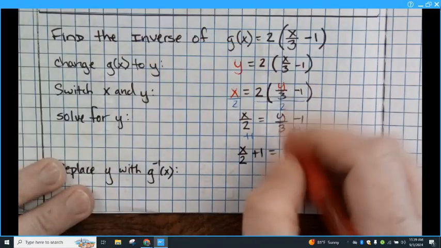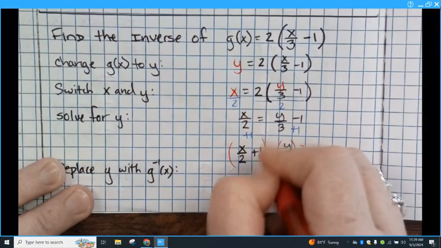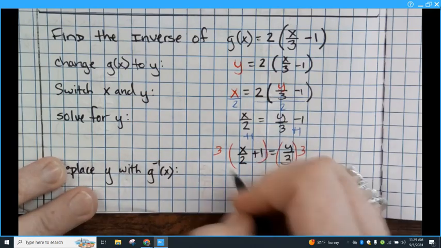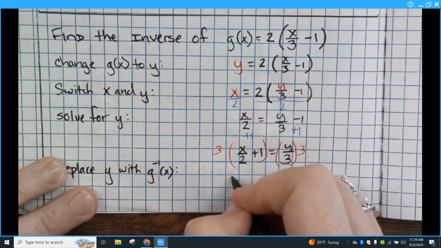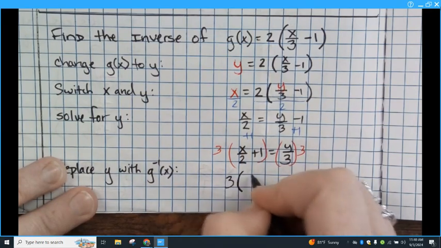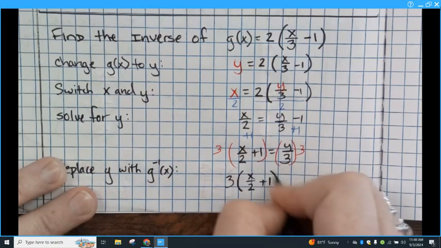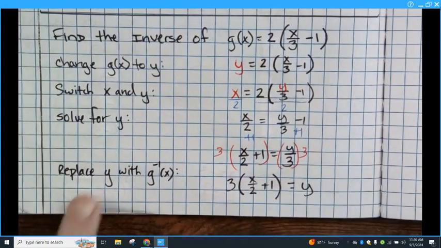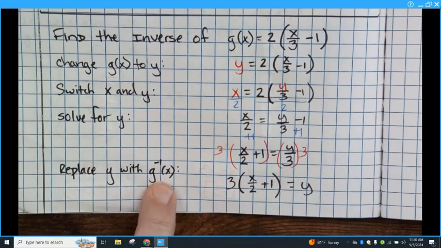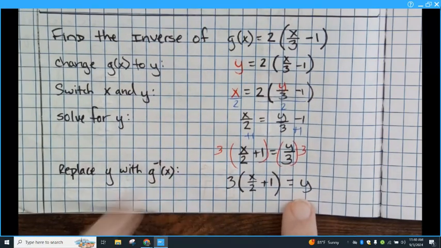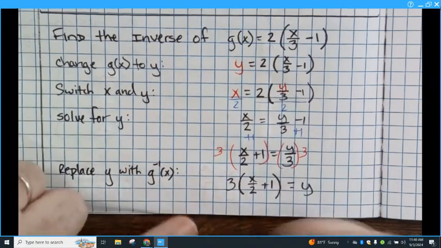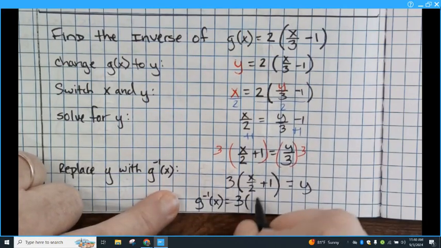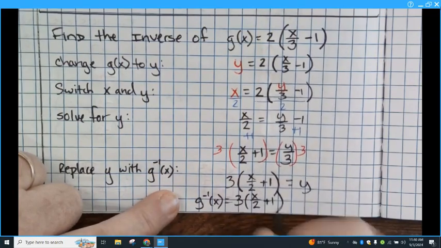And now we're going to multiply both sides by 3. And here you can actually distribute the 3, or you can leave it out front. I'm just going to leave it out front. So we've got 3 times x over 2 plus 1 is equal to y. Our last step is just to replace y with the inverse notation. And I personally like to write this first, so I'm just going to put the y over here, but it's not really y. It's the inverse of g is equal to 3x divided by 2 plus 1.